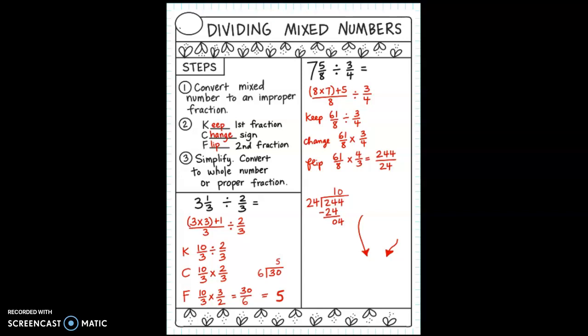It goes in one time, minus 24 is 0.4, and then we can put the 10 on the end. For 10, there's 4 left over. That should have been 240, sorry, my typo, and that leaves 4. The whole number is 10, the numerator is 4, the denominator is 24. Now, 4 and 24 are both divisible by 4. That leaves us with 1/6. So our final answer is going to be 10 and 1/6.